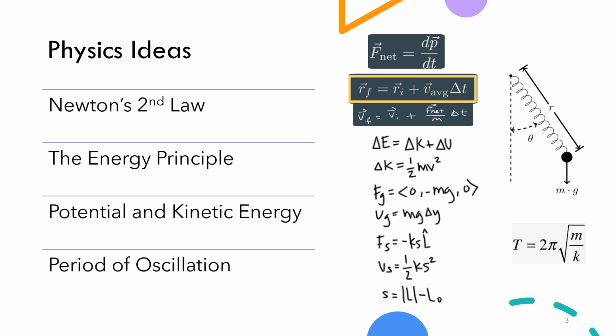mg delta y is the potential energy due to gravity, and 1/2 k s squared is the potential energy due to the spring. We use T is equal to 2 pi square root m over k to solve for the spring constant.